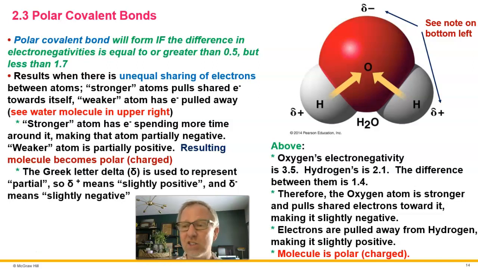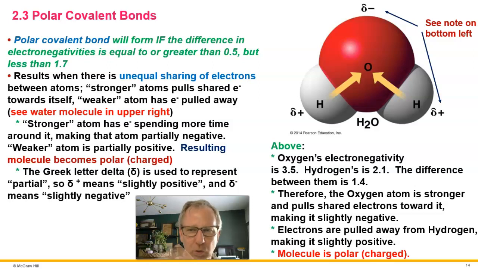Therefore, oxygen's the stronger one. It's going to pull the electrons that are being shared towards it and make it a little bit negative. And the electrons are being pulled away from the hydrogen atoms, and that will make them a little bit positive. There's our polarity. The arrows in that diagram are telling you the electrons are being pulled towards the oxygen.